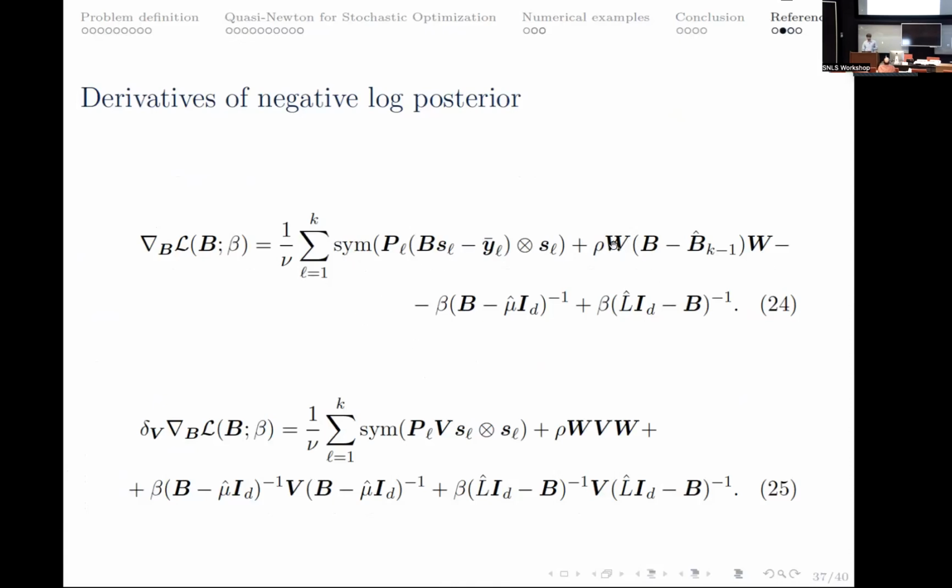This is the gradient. We have everything here. I forgot to mention that in our work we just use the weight matrix as the identity, but we kept it for generality because if you don't use the identity, you get different quasi-Newton methods. But still, this is the formula for the gradient. We have everything here, we can just compute. And for the directional derivative of the gradient in any direction of any symmetric matrix V, we have this.